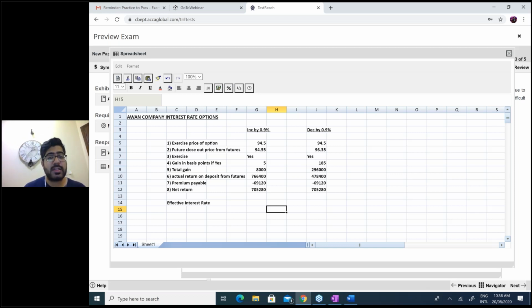So if the answer net return of your option varies, you don't have to worry. But if futures answer of both cases or the FRA answer of increase decrease cases varies, then you have to be worried. Okay. And you know the formula of effective rate. It's basically the net cost of return. So what is the net cost of return?